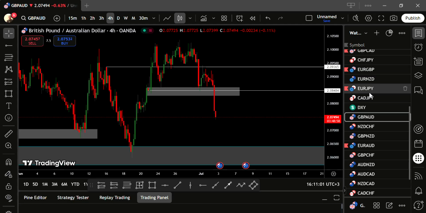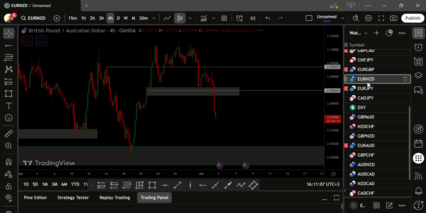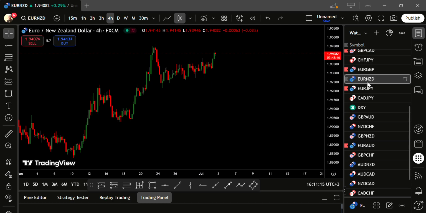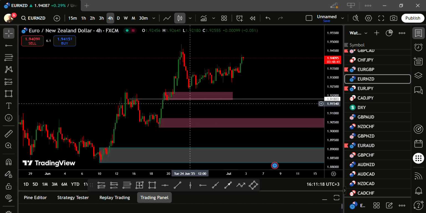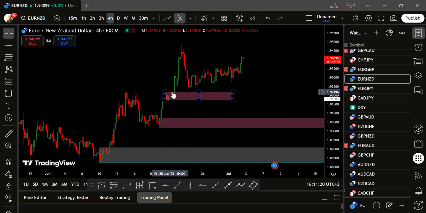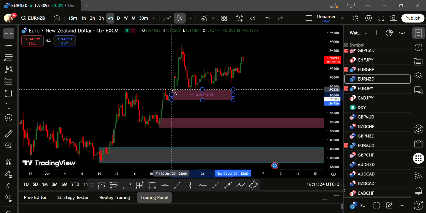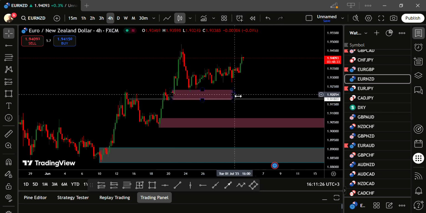Another one was on Euro JPY, Euro NZD. You see, guys, how I'm cherry picking these things. This one is also picture perfect. That means these setups happen on any pair. They can happen on any pair, any time frame. Mark that one well, like that.